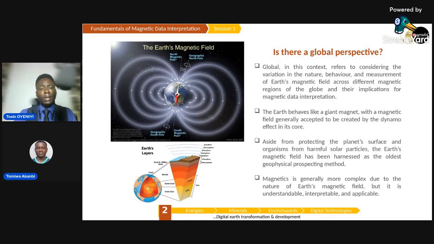So back to my second bullet: the Earth behaves like a giant magnet with a magnetic field around it, which is created by the dynamo effect in the core.